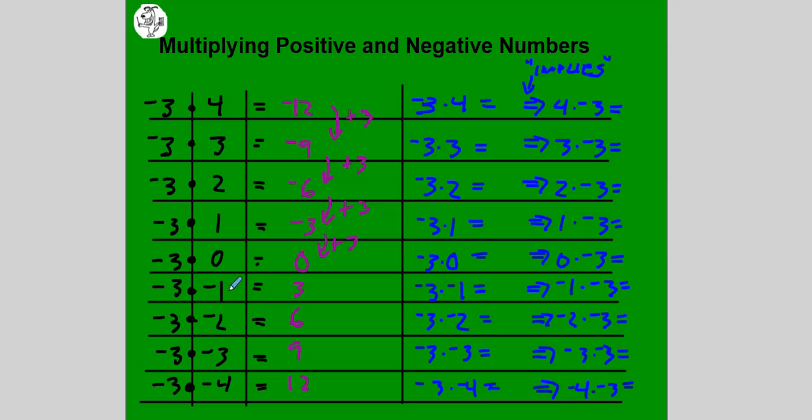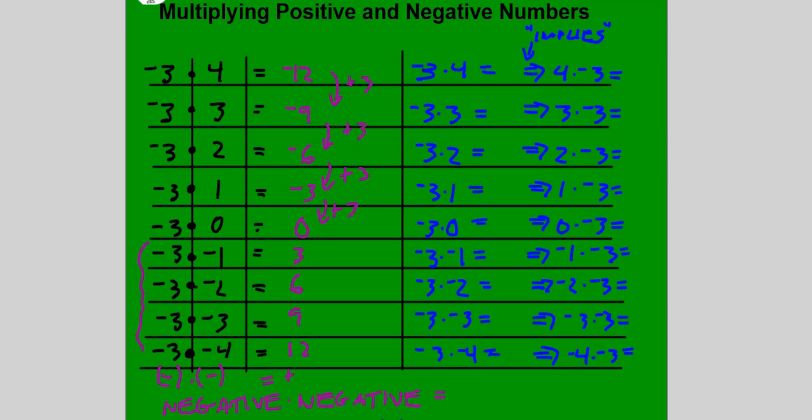So notice the negative times a negative. Negative 3 times a negative 1 is 3. Negative 3 times a negative 2 is 6. Negative 3 times negative 3 is 9. Negative 3 times a negative 4 is 12. So that suggests that for these last 4 examples here, a negative times a negative gives me a positive.